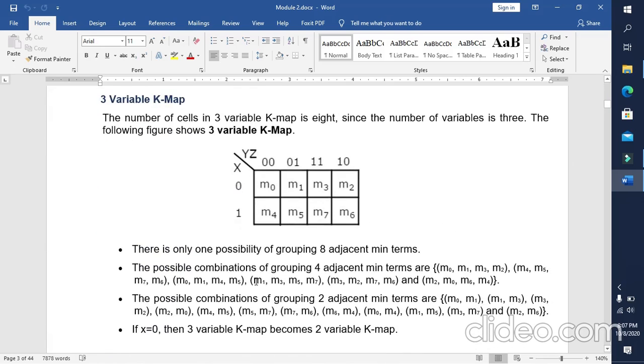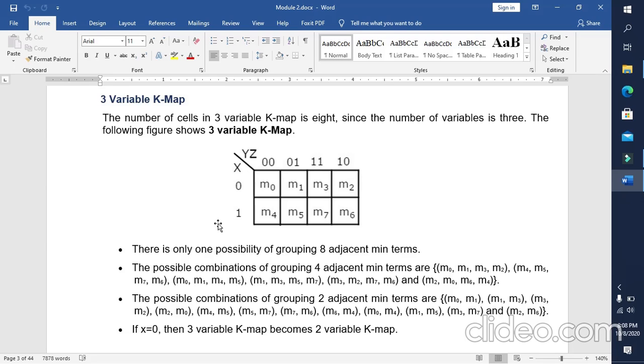Next, we have the three variable K-map. How do we come up with a three variable K-map? How do we know that there are 8 combinations in this K-map? To determine the number of combinations of your K-map, you raise 2 to the power of the number of variables. In this example, you have 3 variables, so 2 to the power of 3 is 8. So you have the combinations 0 up to 7.